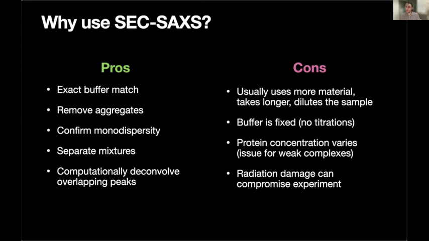So you have to load a larger amount to get the same amount of signal. The buffer condition that the sample is in is sort of fixed for the experiment because you have to equilibrate the column in your buffer first. So if you wanted to titrate a ligand or something like that, it would be very difficult. Also, the protein concentration will vary during elution from the column.